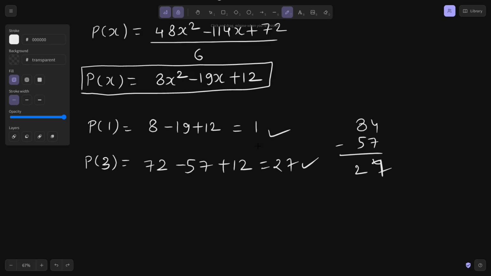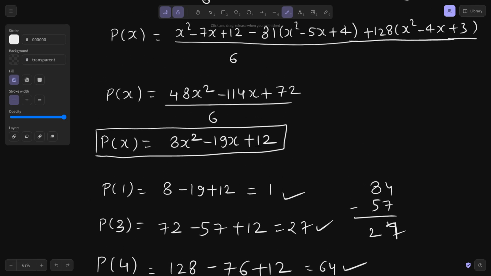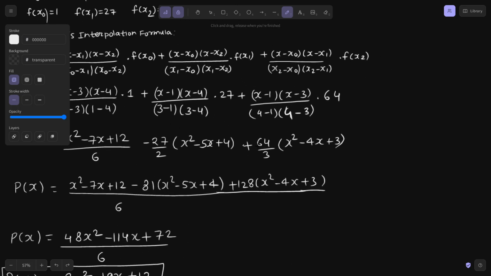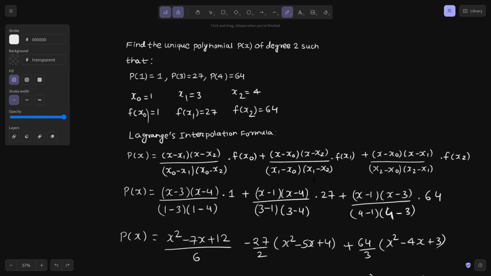Again fine. If you check at 4, 4 square is 16, so 128 minus 76 plus 12. So this is 140 minus 76, so that is 64. Again fine. So all the three values are matching. This is something we can do in an exam because we don't have the solution right in front of us, so we can check for the values. This is a very good property of this type of problem, that you can check your answer right there.